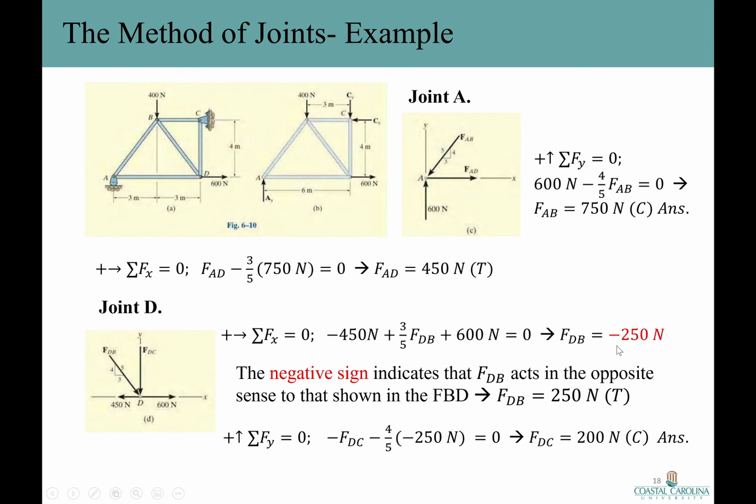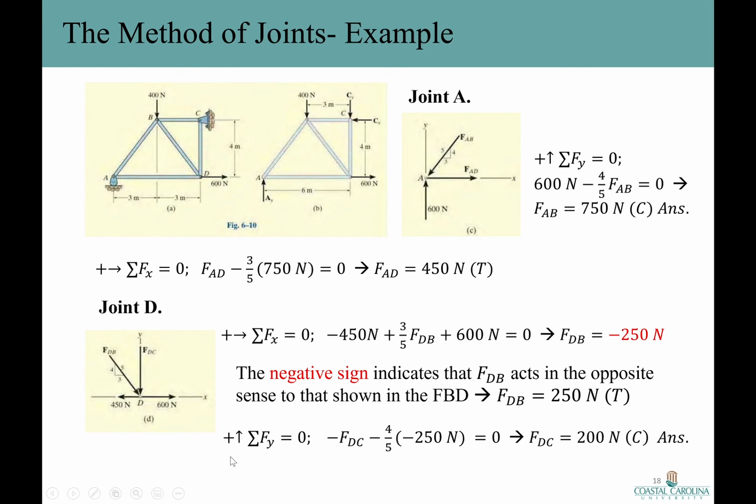All right, so what do we get here? We got a negative result, which means our initial assumption of the sense of the member was not correct. So we should reverse it. The negative sign indicates that F sub DB acts in the opposite sense to that shown in this free body diagram. So F sub DB has a magnitude of 250 Newton, but the sense is tension.